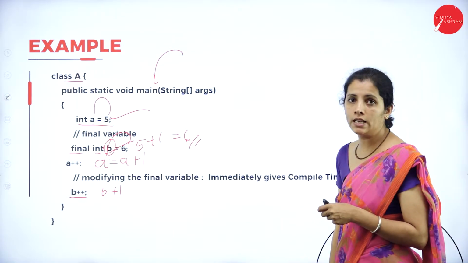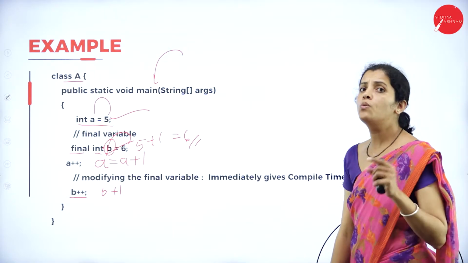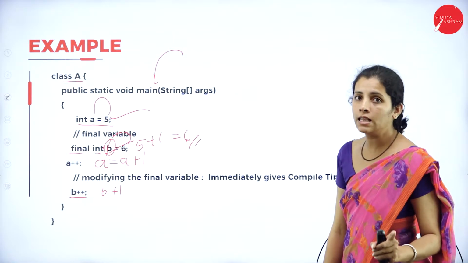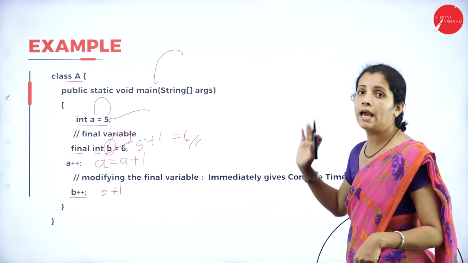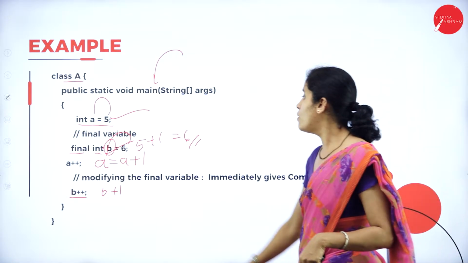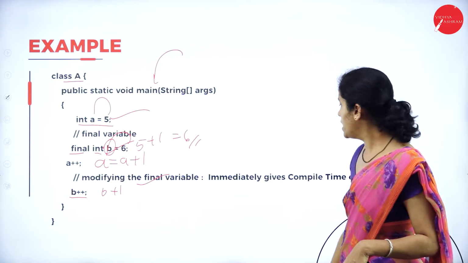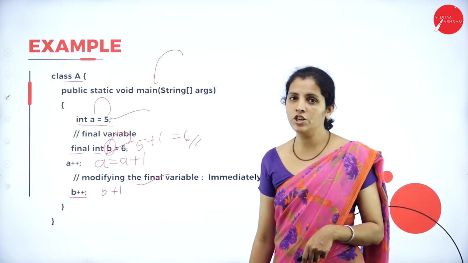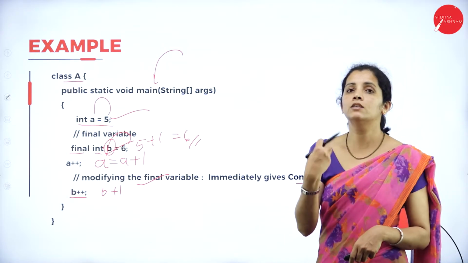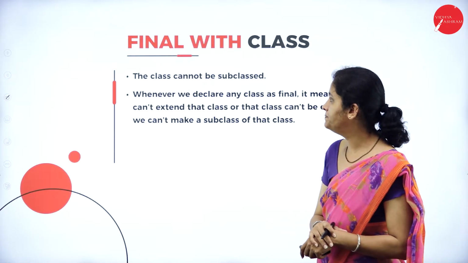So dear student, see here, if I try to modify, in the sense that I'm trying to increment the B value, what's going to happen? The compiler is going to generate an error message. If I modify the final variable, you're going to get a compilation error.